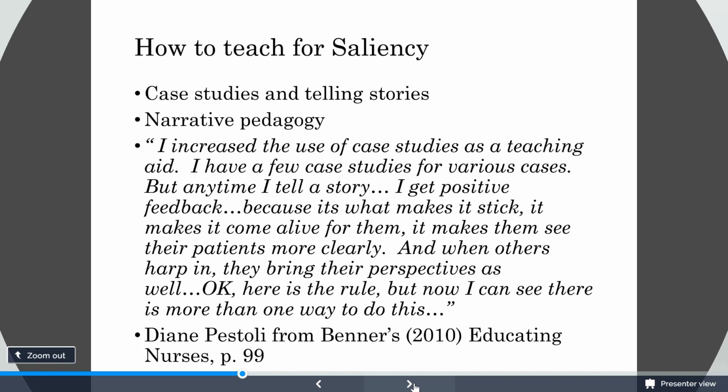So then you can say, okay, well, here's the rule, right? They're very rules driven, but now I can see that there's one way to get to this. And then we talk about the different ways, and it fosters a broadening of the clinical judgment so that they can refine the care. So that's an excellent way to utilize case studies to tell stories. And in fact, we included 2 case studies for you.